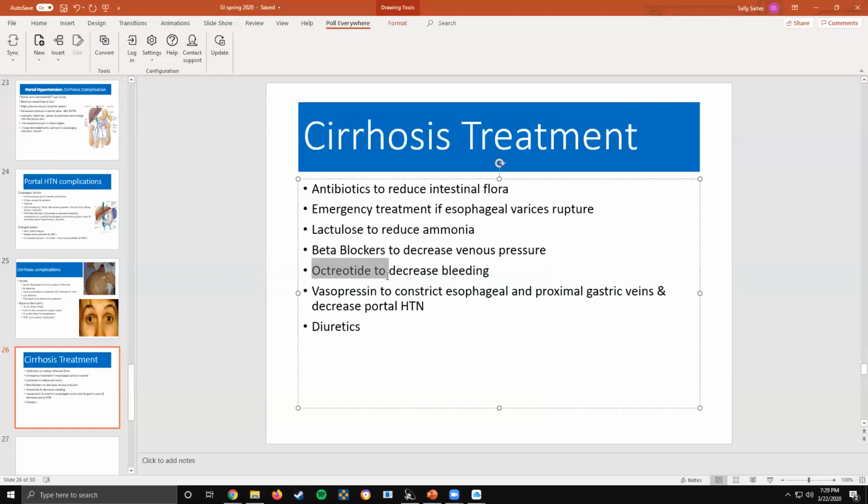Octreotide is often given as an IV piggyback for those specific patients whose labs show that they are really at high risk of bleeding. And so the last thing we want is for varices to rupture and for them to hemorrhage. Vasopressins constrict, again, the esophageal and proximal gastric veins to also decrease that portal hypertension.